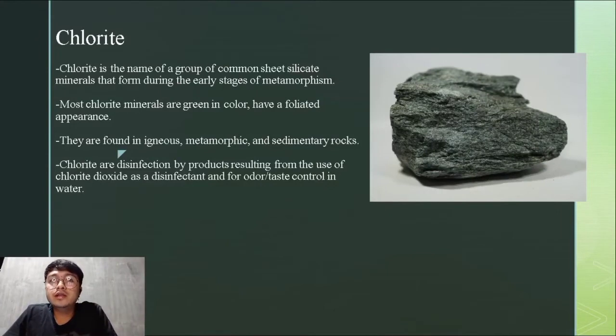Chlorite. Chlorite is the name of a group of common sheet-shaped silicate minerals that form during the early stage of metamorphism. Most chlorite minerals are green in color and have a foliated appearance. They are found in igneous, metamorphic, and sedimentary rocks. Chlorite is also a disinfection byproduct resulting from the use of chlorine dioxide as a disinfectant and for odor and taste control in wastewater.